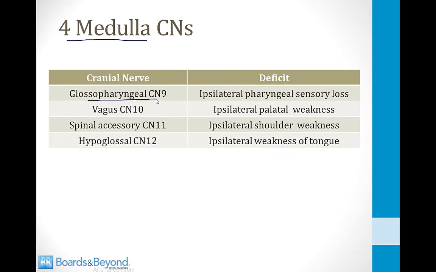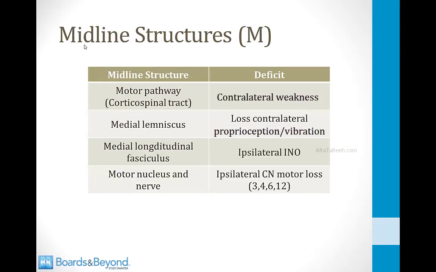So if you have damage to the glossopharyngeal nerve, you will have ipsilateral pharyngeal sensory loss. If you have damage to the vagus nerve, you will have palatal weakness. If you have damage to cranial nerve 11, you will have shoulder weakness. And if you have damage to cranial nerve 12, you'll have weakness of the tongue. So that's how to convert clues from symptoms into cranial nerves. Now let's talk about how to convert clues from symptoms into midline structures.